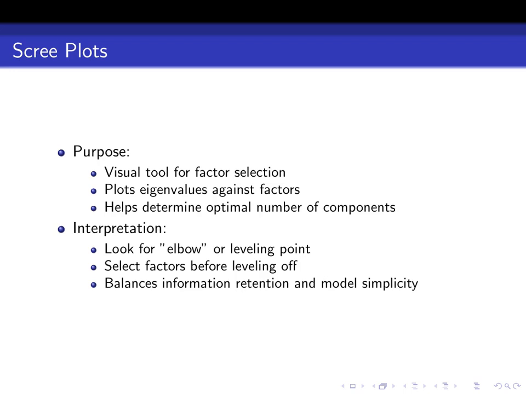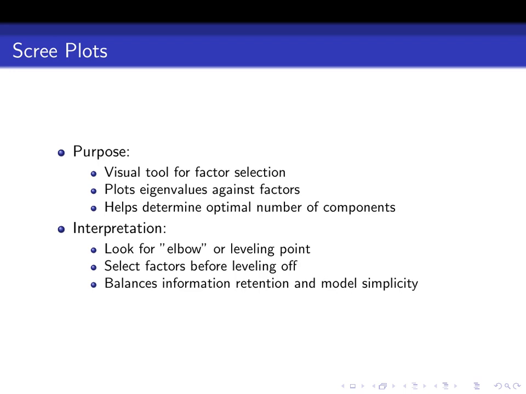Let's discuss Scree plots, which are incredibly useful tools in PCA. A Scree plot shows eigenvalues plotted against factors, and it helps us decide how many components to keep in our analysis. The key is to look for the elbow, or point where the plot starts to level off. We typically select the factors before this leveling point, which helps us balance between keeping important information and simplifying our model.